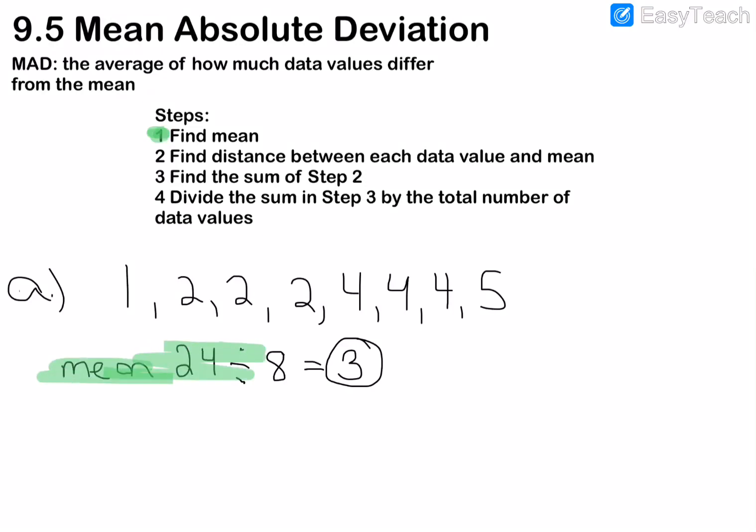There we go. All right, so that was step 1. Step 2 is to find the distance between each data value and the mean. What that means is if our mean is 3, then we need to find the difference between each data value and 3. So for example, I'm going to look at number 1 here.